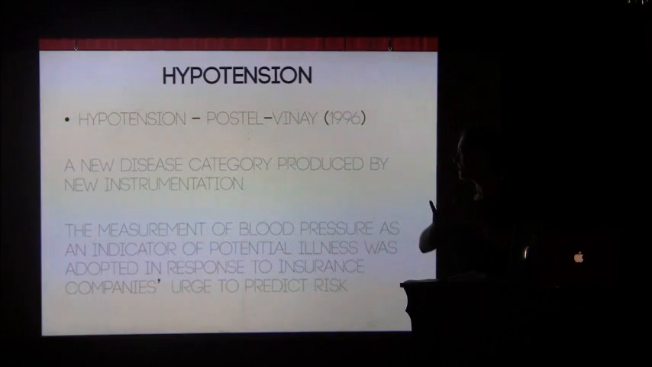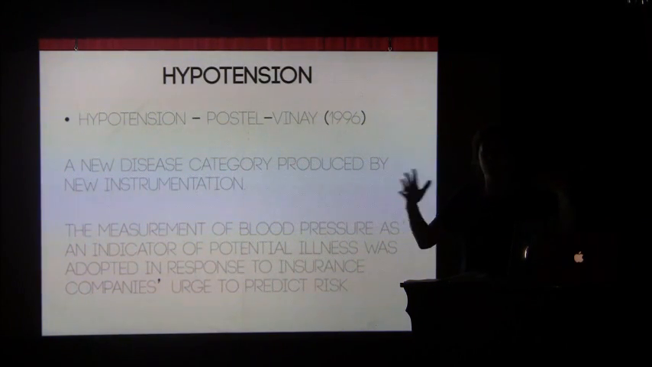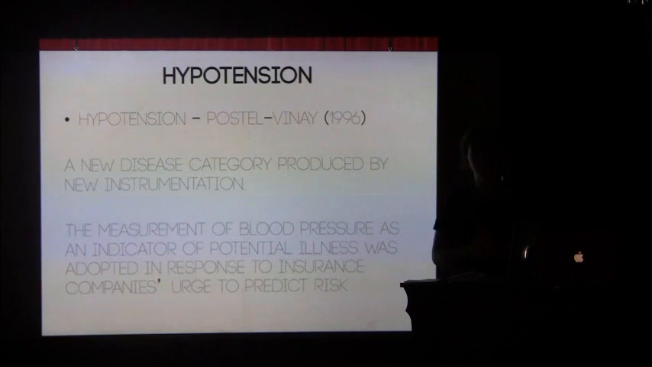Hypertension is a disease category that was produced by a new instrument, blood pressure measurement. So the reason that we're diagnosed with hypertension, according to Professor Vignier, is that it was discovered in the development of actuarial tables for insurance companies. So it's great to be able to predict whether or not people are going to die.